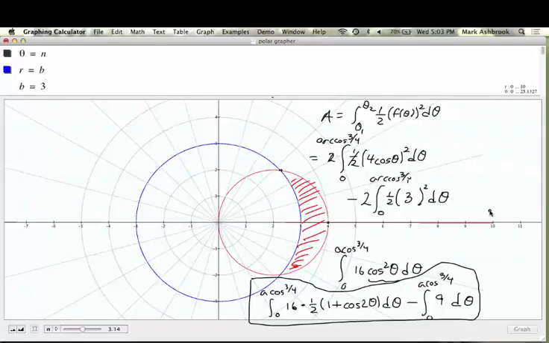Okay, so let's look at some from the sheet. There's probably more than you want to do for practice. So let's pick some off from the sheet that I posted. Questions on this?